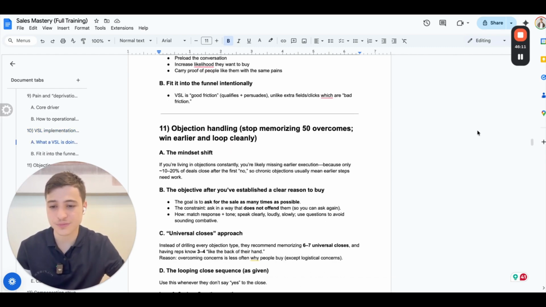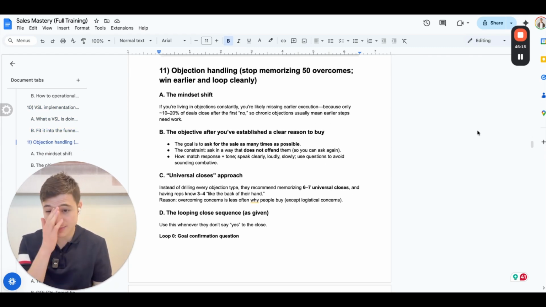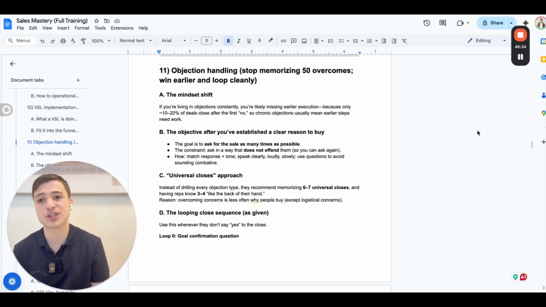Now, next. Objection handling: stop memorizing 50 overcomes, win earlier and loop cleanly. So basically, for objections, there are just a few strategies that you can use to always convert people. Instead of just writing down 50 objections and coming up with 50 ways to solve them, you can just remember a few concepts that actually help you overcome any objection. And if you do that, then you will be able to close people.